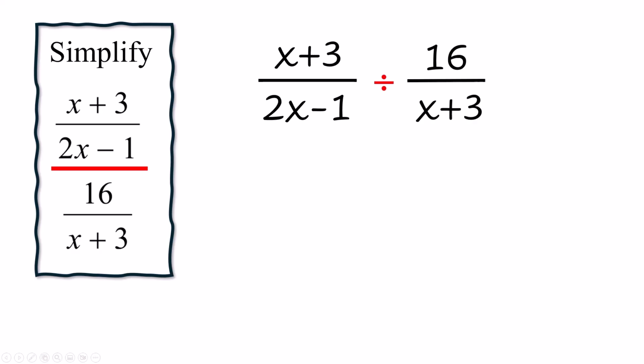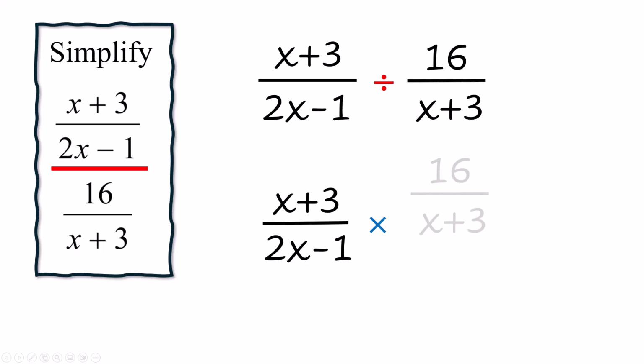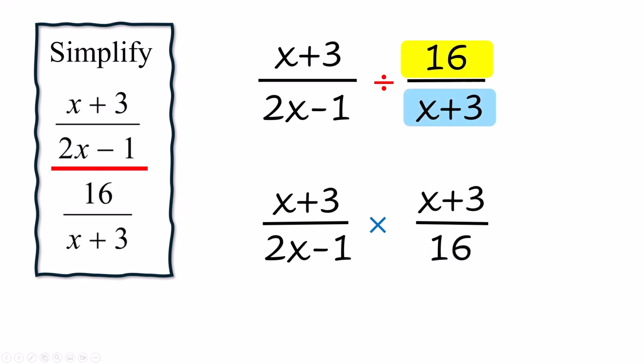I don't know how you learned them back in middle school. It was like skip, flip, multiply, something like that. But when you were dividing fractions, we copy the first fraction as is. We change the problem to multiplication, and then instead of using the second fraction exactly as is, we flip it over. So you can see the 16 was on the top, and down here, the 16 is on the bottom.